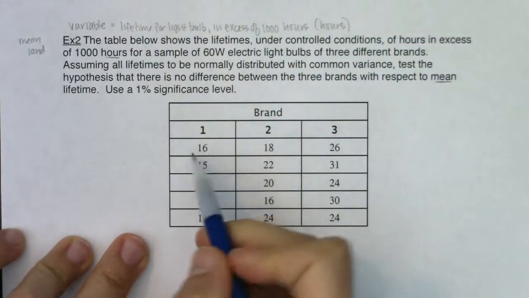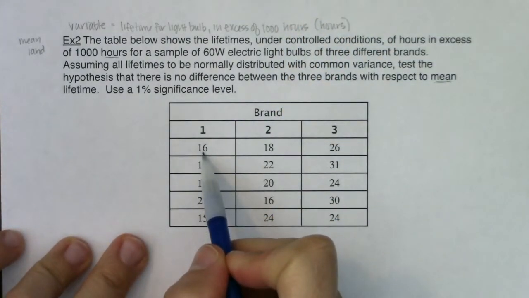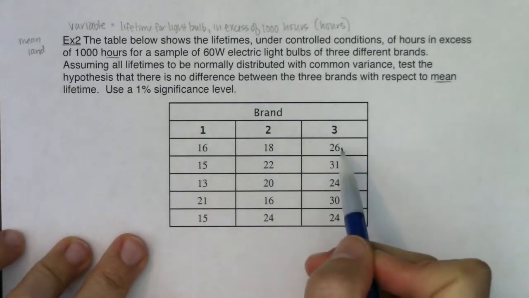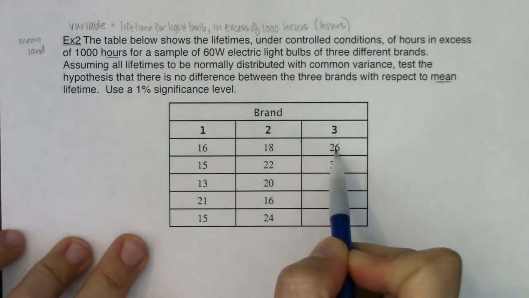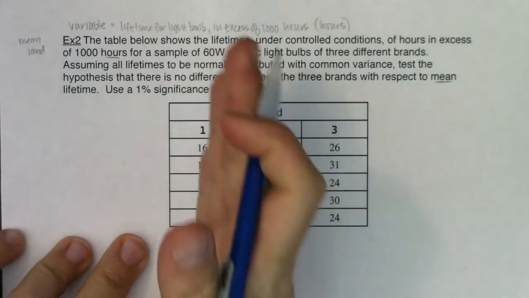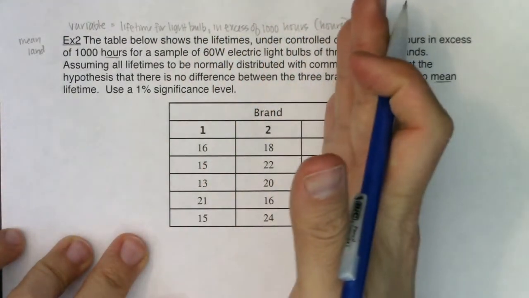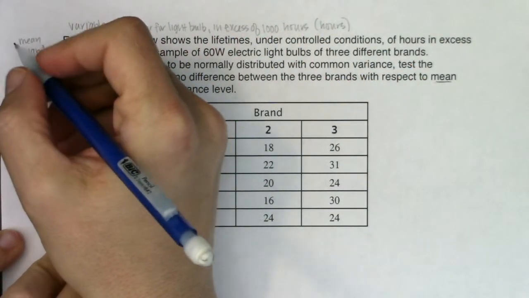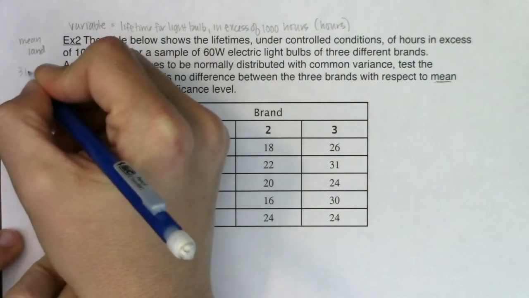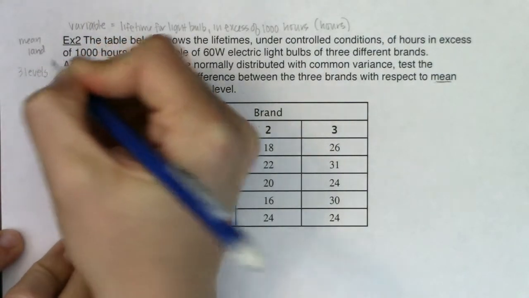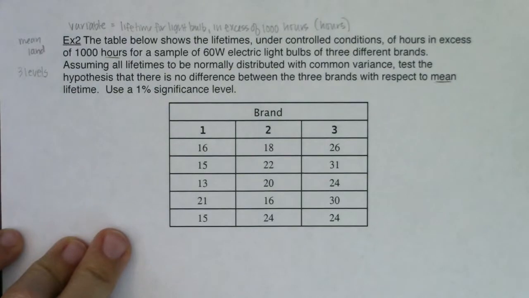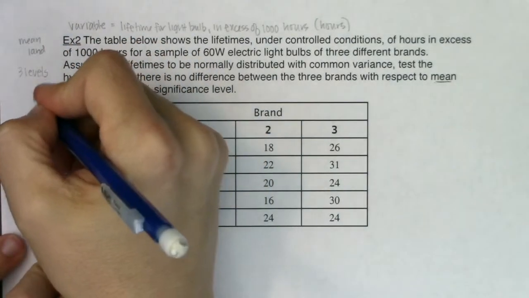So I know that this brand 1 light bulb lasted 16 hours past 1,000. This one lasted 26 hours past 1,000. Okay, and I can also see I have 3 groups. So if I have 3 groups this time out, we're actually gonna say I have 3 levels. And anytime I have more than 2, it's time to run that F distribution.